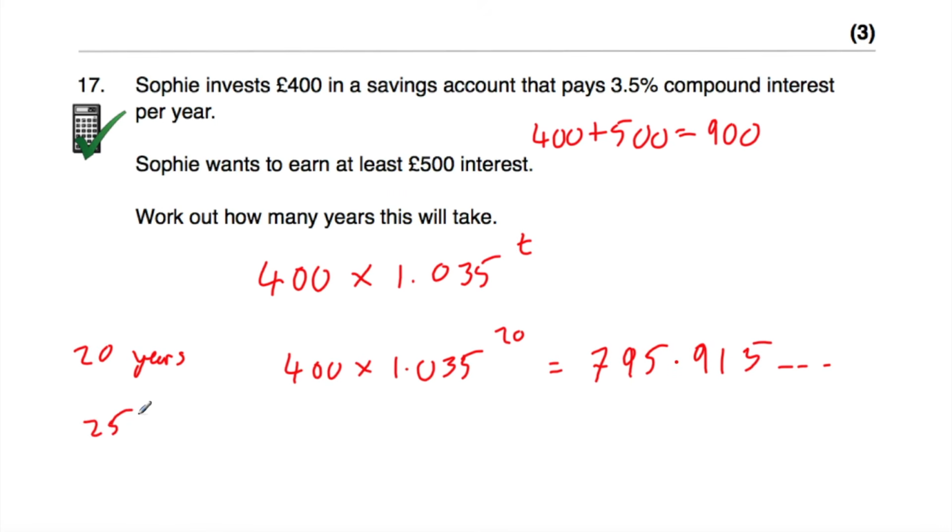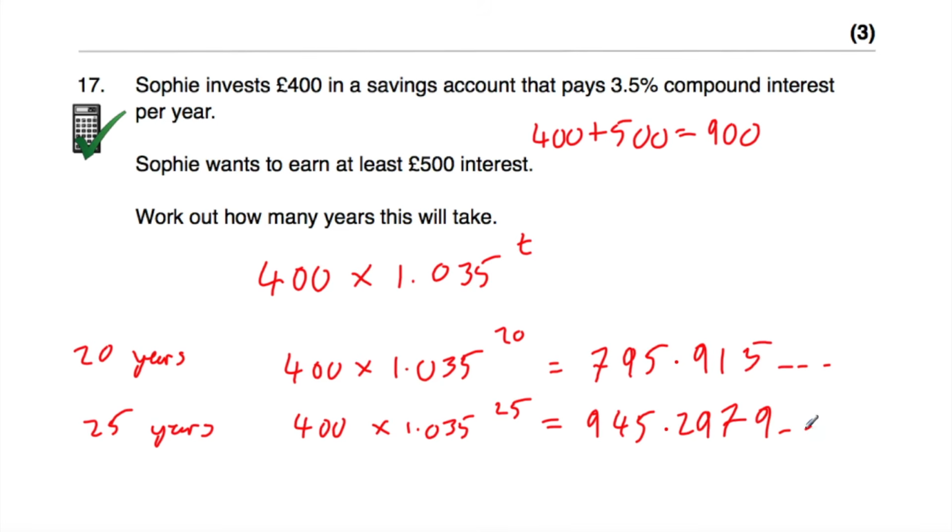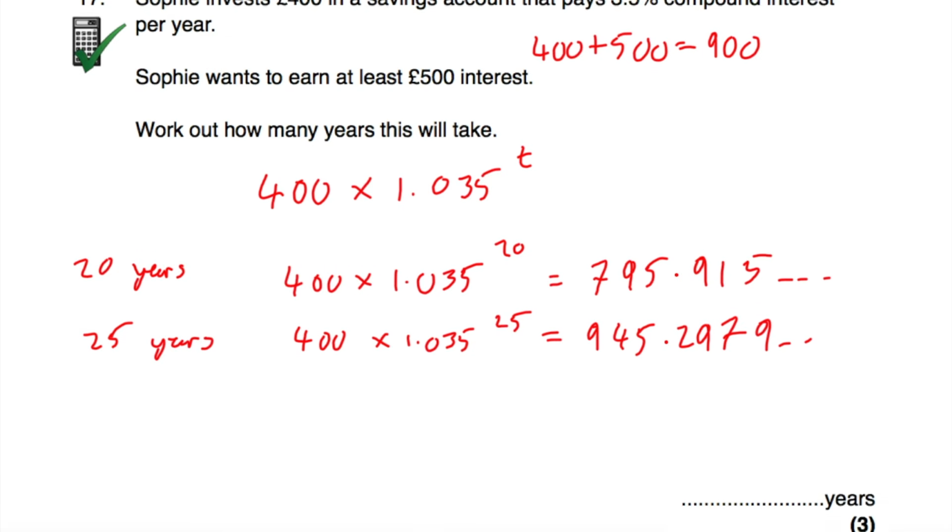I'm going to try 25 years. So that's 400 multiplied by 1.035 to the power of 25. On my calculator, I'm just changing the 20 to 25. So that's equal to 945.2979 and so on. So that's more than £900, which is fantastic. And so that means that over 25 years, she'll earn £545 interest. But we want to work out the least number of years it'll take. It says how many years will it take for her to earn at least £500 interest.